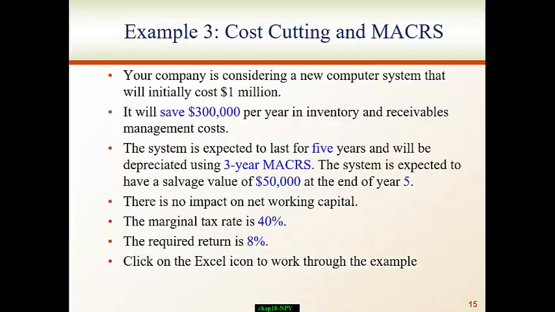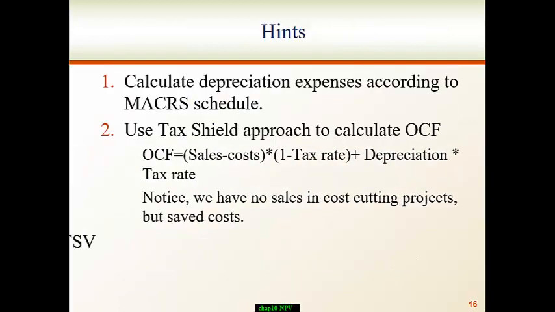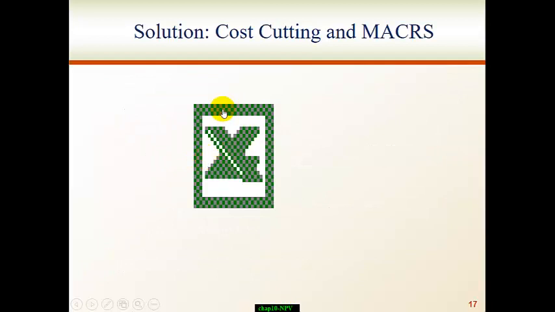Here's another example to practice cost cutting, and the main difference compared to the previous one is we use the MACRS depreciation schedule instead of straight line. So I would say again prepare an Excel or timeline table, and first figure out the annual depreciation. Excel will come in handy because this time the depreciation amount changes every single year, so every year the operating cash flow will be different. Once you're done, go click on Excel and check your numbers.